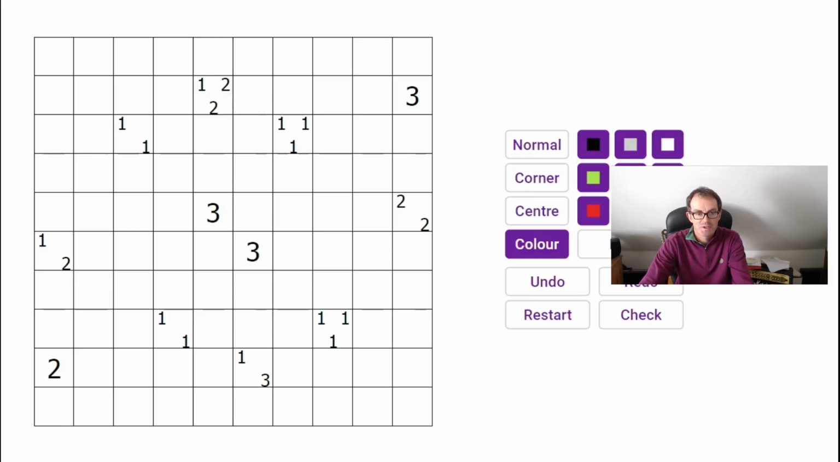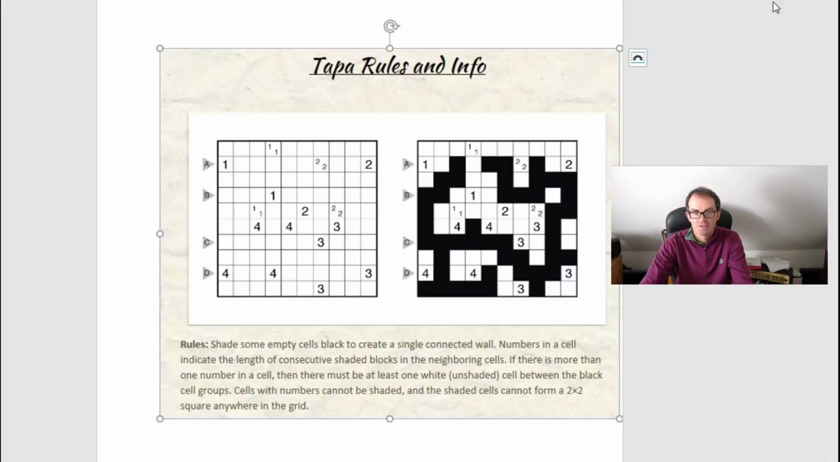Now, if you're familiar with the rules of Tapa, by all means just plough straight into the puzzle, click on the link under the video. That'll take you to the web page you're seeing here, and you can have a go. If you're not familiar, it's very important to study these rules carefully because they are complicated. So here we go. I've borrowed these rules from gmpuzzles.com. It's a wonderful site for puzzles and a wonderful site for the rules of puzzles. So you can see here the rules of Tapa.